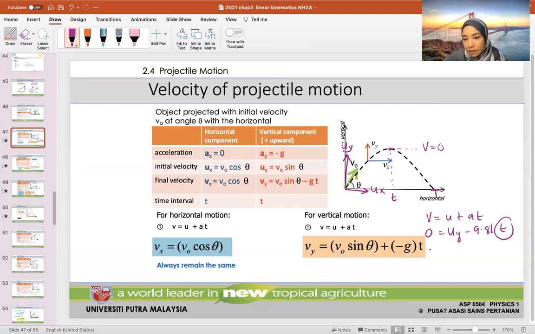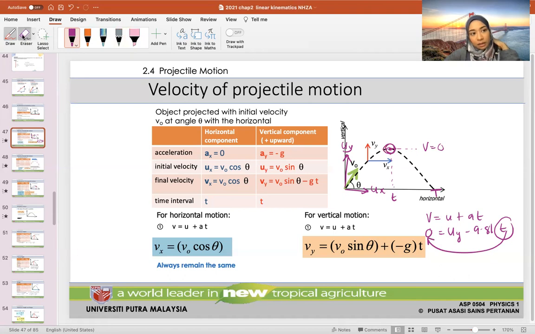Okay, bila saya pakai equation ni, saya letak kat sini kosong, bermaksud anything that I get from here, which is the time, is related to when I get v equals to 0. So when is it? It is when this guy happens. That is the time taken. Whatever the value of time that I get, that is the time taken to reach the maximum height.